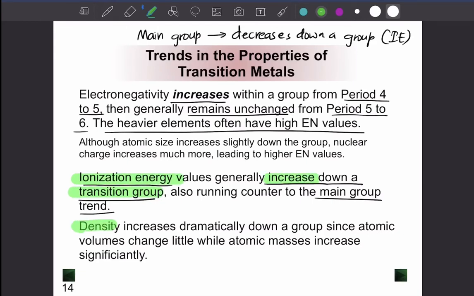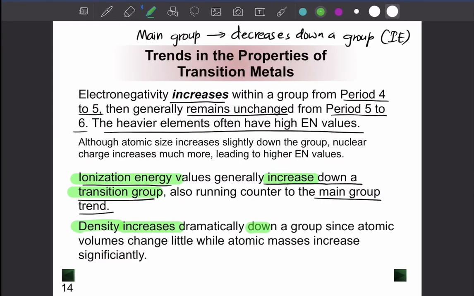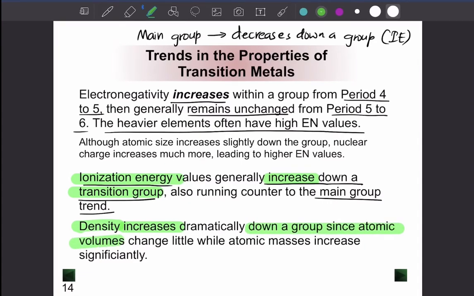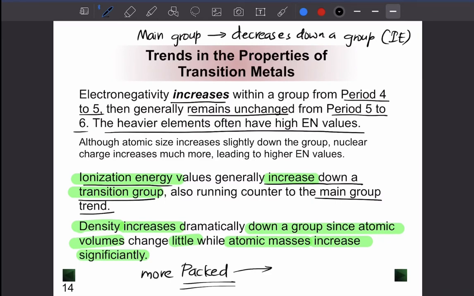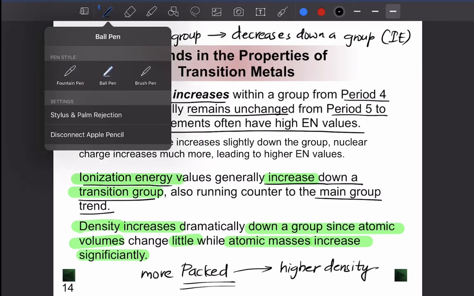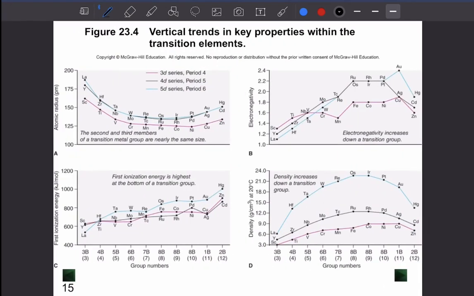Density also increases dramatically down a group, since the atomic volumes here change very little, while the atomic masses increase significantly. The elements are much more tightly packed. So the more packed they are, the higher the density. These are the graphs that explain the same phenomenon that I just told you about.